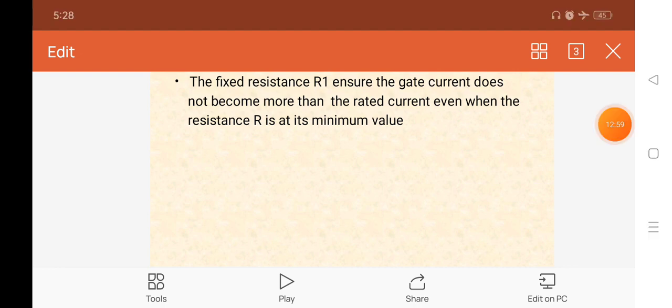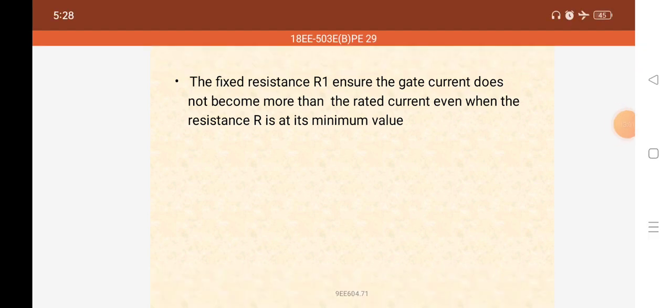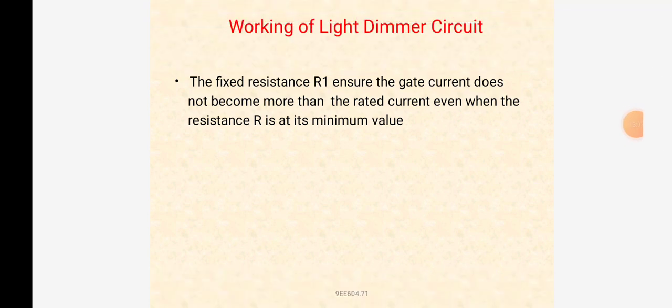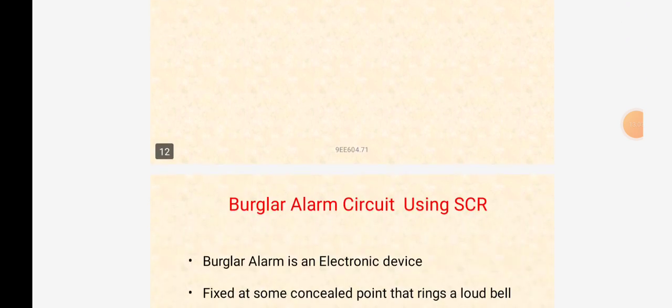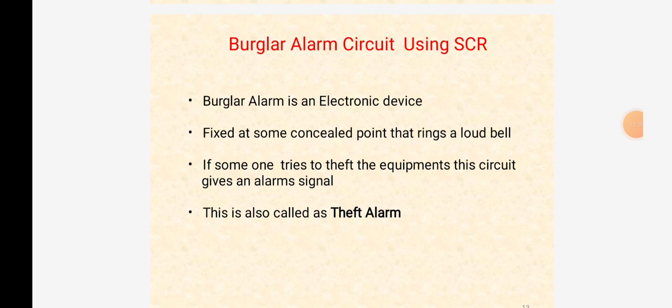Now we watched the one YouTube video about the light dimmer circuit using triac and diac. Now we are going to discuss about the burglar alarm circuit using SCR. So this burglar alarm is an electronic device.